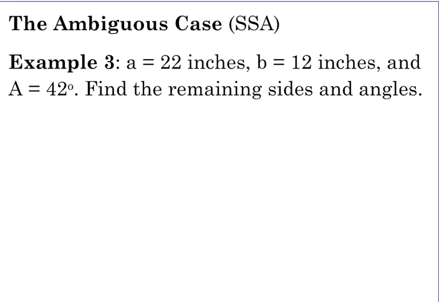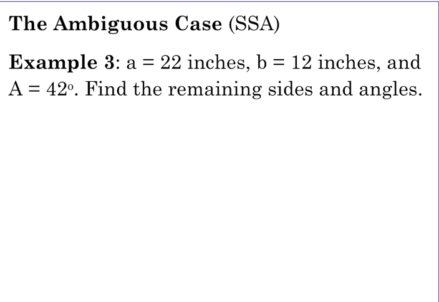We know that little a, side A, is 22 inches, side B is 12 inches, and angle A is 42 degrees. We want to find the remaining sides and angles. Up to this point, when we've been solving the entire triangle, it's been very easy to find the first piece of information because we've had 2 out of the 3 angles. The easiest thing to do is find that third angle. We only have one angle here, so we can't start with that. We're going to have to start with finding angle B.